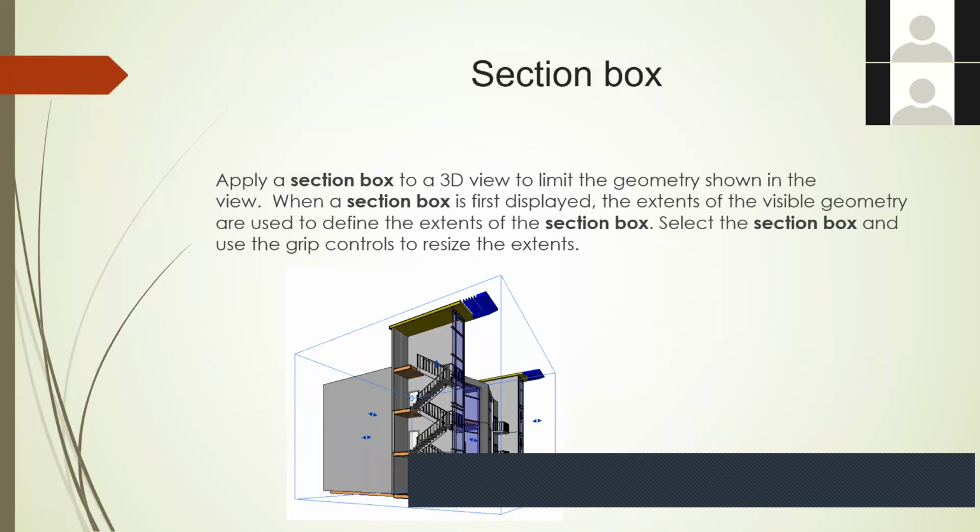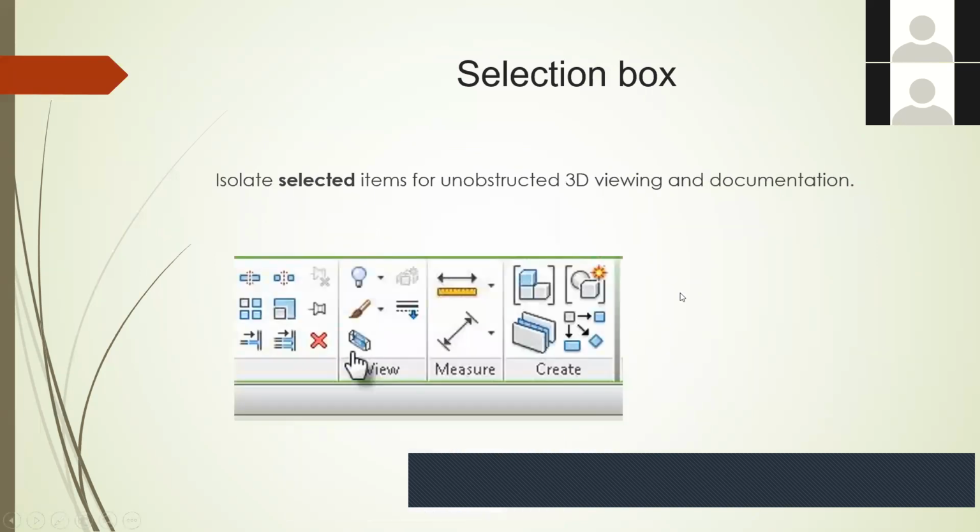It's only for visibility, in a manner of cutting any area. You can apply a section box to the 3D view to limit the geometry that's shown in a view. When the section box is first displayed, you can control the extents manually. Then there is another one, the selection box. Selection box will mainly isolate an element in 3D for detailed views.